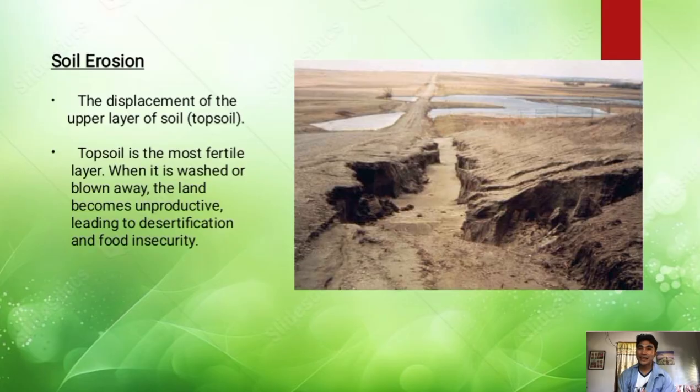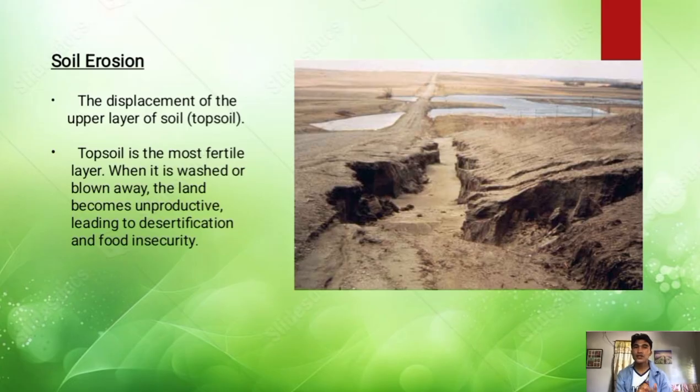Good morning, I am Danny Pellegrino and my topic is all about soil erosion. Soil erosion is the displacement of the upper layer of soil, or the topsoil. Topsoil is the most fertile layer. When it is washed or blown away, the land becomes unproductive, leading to desertification and food insecurity.